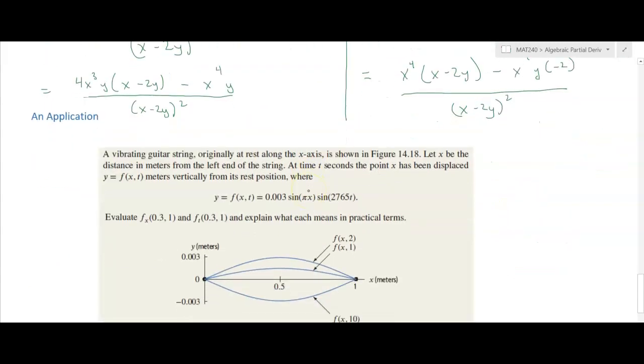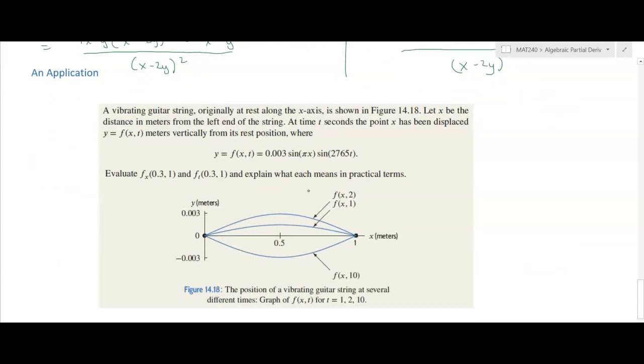Now before we move on, before we stop, let's go ahead and take a look at an application. We have a vibrating guitar string, which is originally at rest along the x-axis. So imagine this x-axis to be the string that is exactly 1 meter long. So it has a point of attachment here, it has a point of attachment here, and when you pluck that string, it's going to start to vibrate up and down.